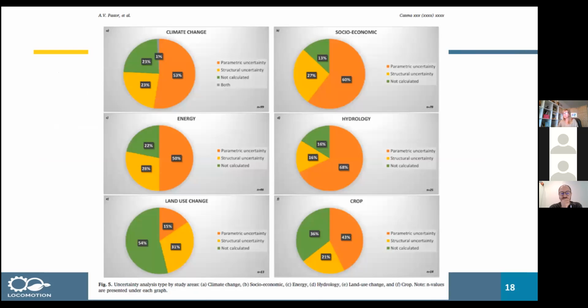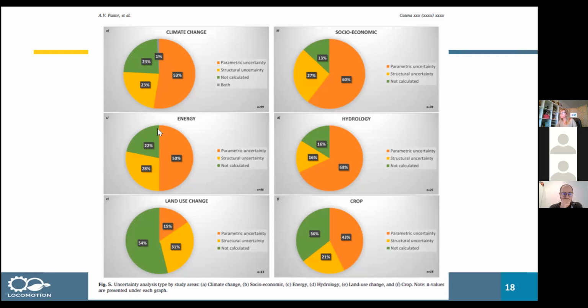And we saw that, according to the discipline, different uncertainty types were more prevalent. For instance, in energy, hydrology, and socioeconomy, we had more parametric uncertainty, and it was dominant. While in land use change and vegetation, it was not always calculated. We cannot really explain why now, but it was surprising that we had these differences.